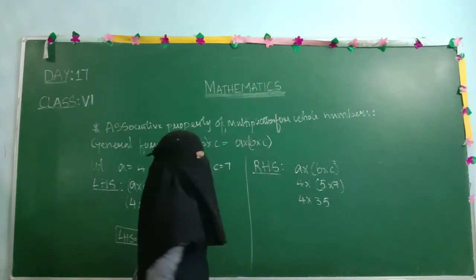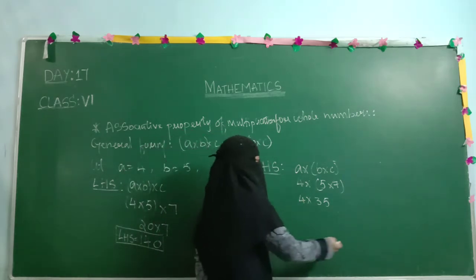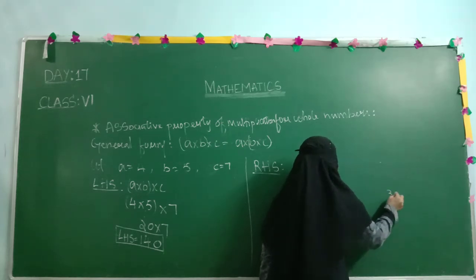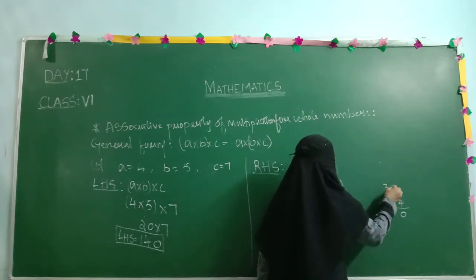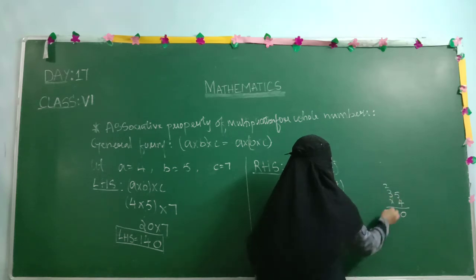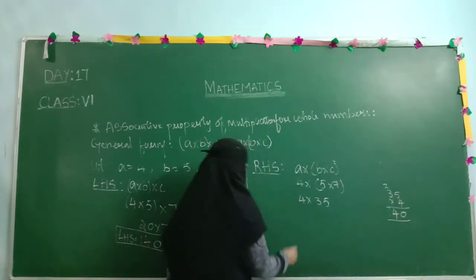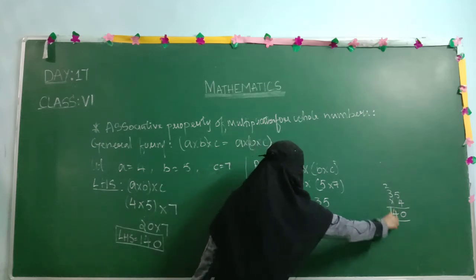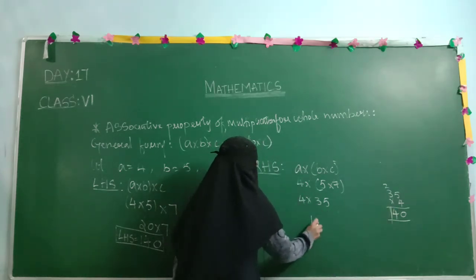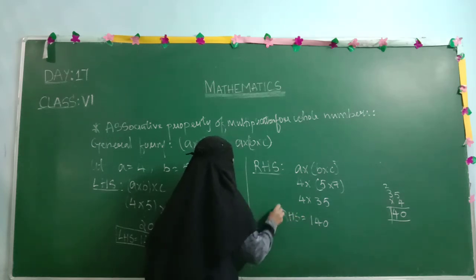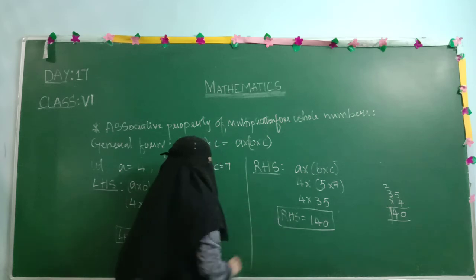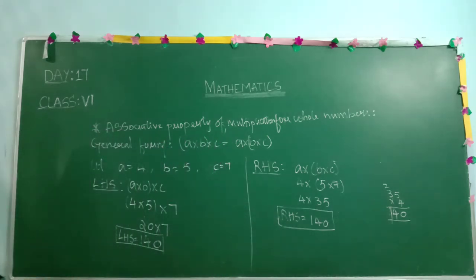Then you need to multiply 4 into 35. If you are unable to, in the rough column you need to solve 35 into 4. Hopefully everyone knows this multiplication, it is too easy. 4 times 5 is 20, write 0 and carry 2, then 4 times 3 is 12, 12 plus 2 is 14. So 4 into 35 you have solved and got the answer as 140. You need to write 140. This is the RHS value.